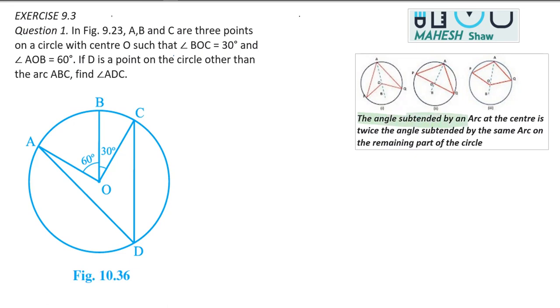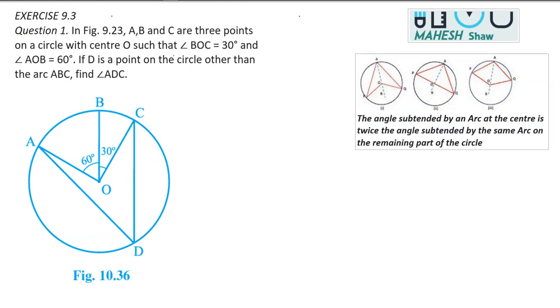It says that the angle subtended by an arc at the center, right? So whenever an angle is subtended by an arc at the center, this angle is twice the angle subtended by it on the remaining part of the circle. So it's also called alternate segment in short. So let's see what else this question says.